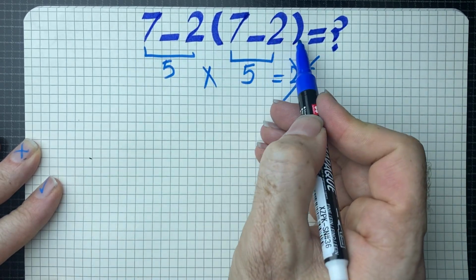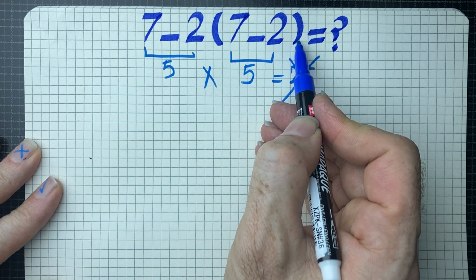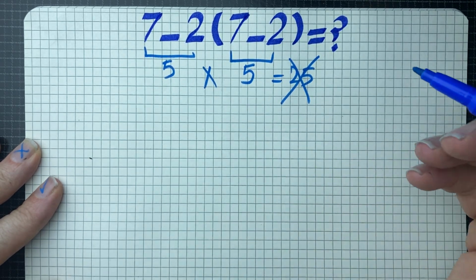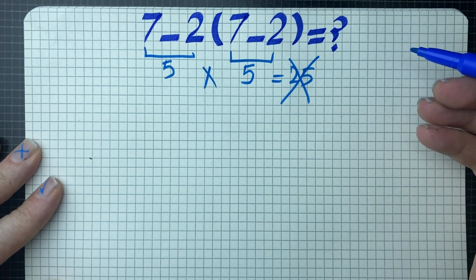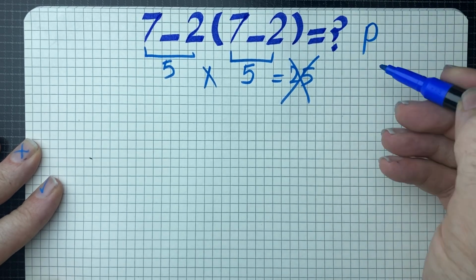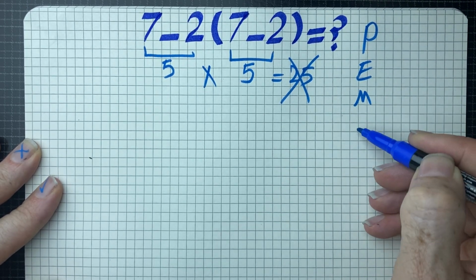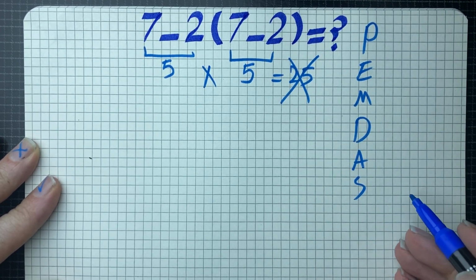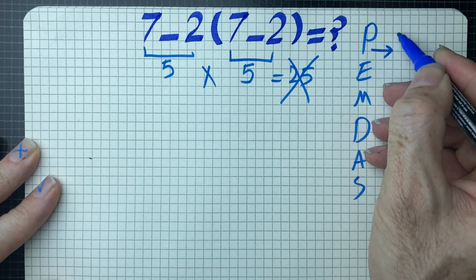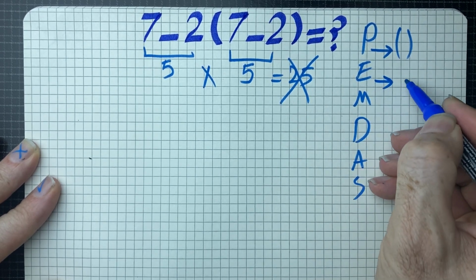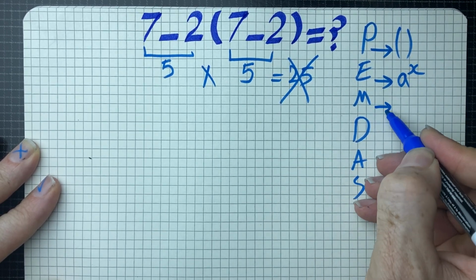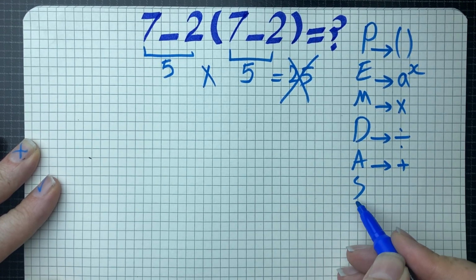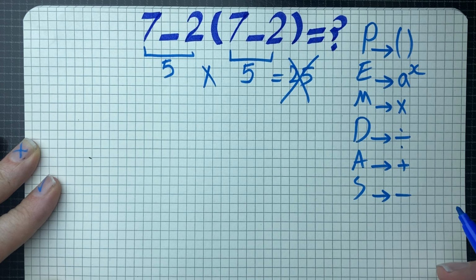Why? To solve this type of questions, we need to follow a set of rules that is called the order of operations. The order of operations can be remembered by PEMDAS. Let me write it here. P, E, M, D, A, S. Each letter stands for different operation. P stands for parentheses, E stands for exponent, M multiplication, D division, A addition, and lastly S subtraction.